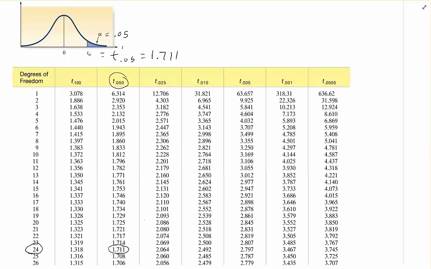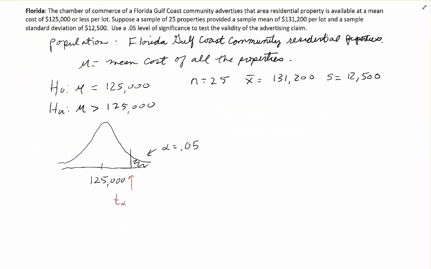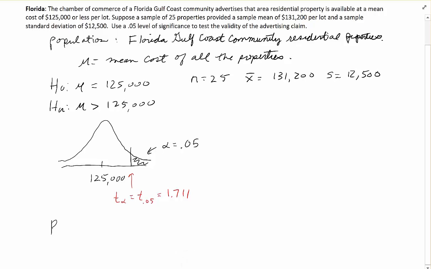Now going back to our problem, T alpha, where alpha is 0.05, so I'll write that as T sub 0.05, is 1.711. And I have a rejection rule. I'm going to reject H sub 0 if T is greater than or equal to 1.711.